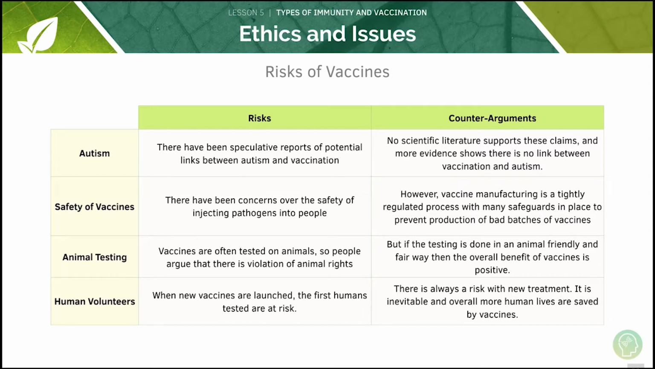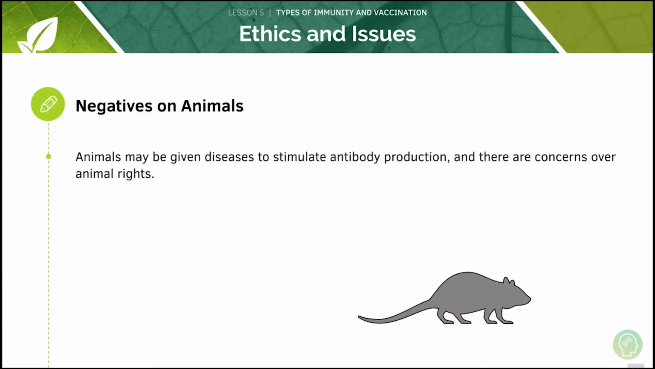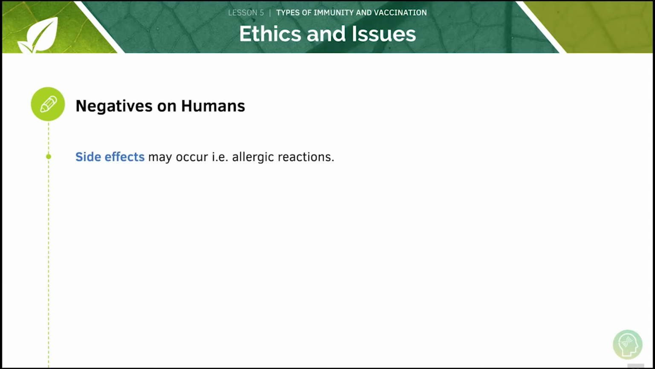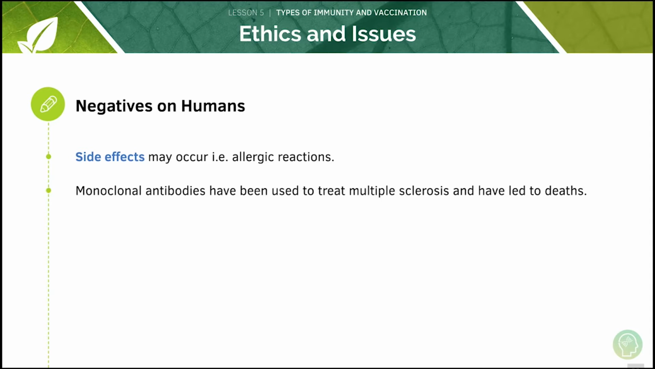Here are some of the risks of vaccines and their counter-arguments. Feel free to pause the video now and have a read through them, but remember, overall there is no evidence that vaccines pose a risk to society. Animals may be given diseases to stimulate antibody production, and there are concerns over animal rights. Often, mice are given induced cancer. Side effects may occur for humans, such as allergic reactions.